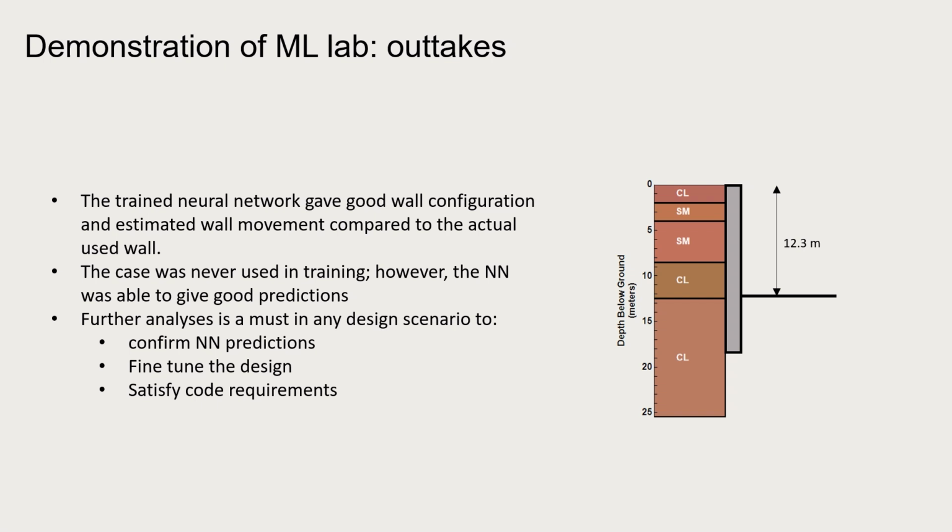So, to wrap up, what we learned so far is that the trained neural network gave a good wall configuration and estimated wall movement, very good compared to the actual used wall. As I mentioned, the case was never used in training, and the neural network was also able to predict reliably. And I should always emphasize the need to comply with codes. This is not a final design.